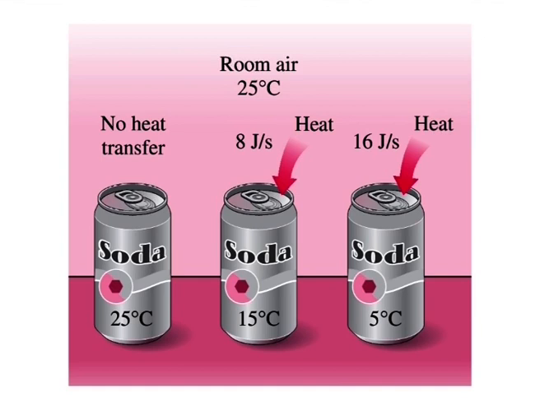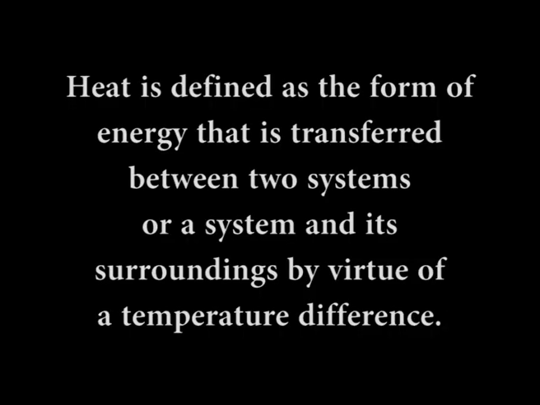In the process described, energy is said to be transferred in the form of heat. Heat is defined as the form of energy that is transferred between two systems or a system and its surroundings by virtue of a temperature difference. That is, an energy interaction is heat only if it takes place because of a temperature difference. So, we note that there cannot be any heat transfer between two systems that are at the same temperature.